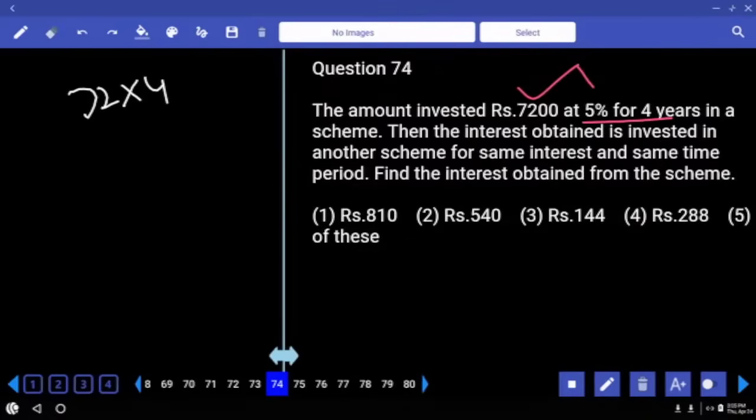Did you understand? We are not starting with the entire number. Initial 100%, interest will be 20%. Again we will get 20% interest, that is 20% of 20, which is equal to 4. So 4% of the initial value.